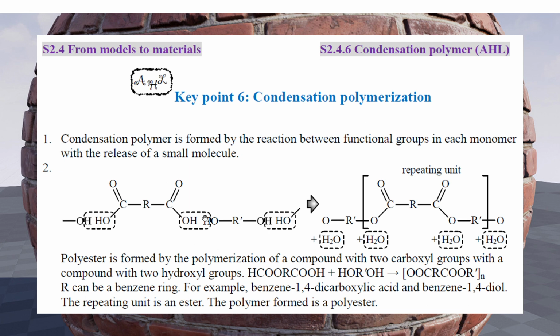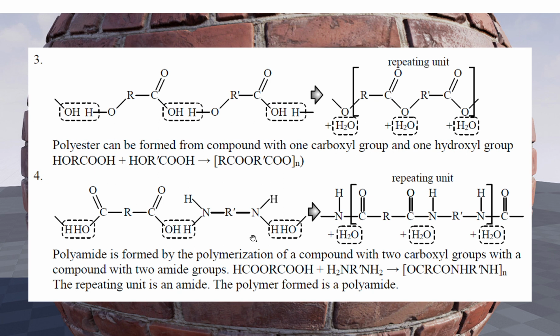So it is formed by two different things, each having two carboxyl groups or two hydroxyl groups. And of course, it can be alternate: one molecule having both the carboxyl and hydroxyl group. They can still form a chain with the condensation, releasing water.